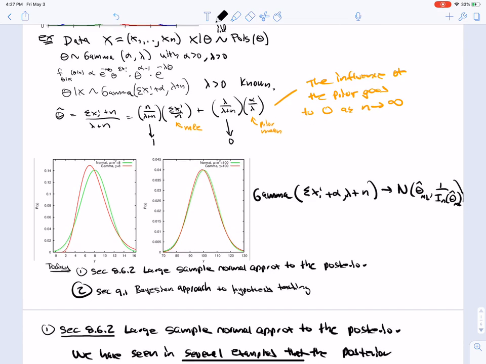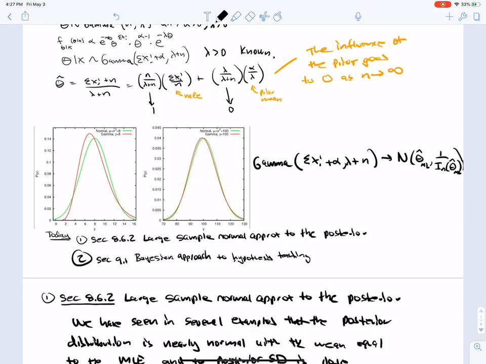And here's just a picture of a gamma 8 and a gamma 100, and you can see that when our two parameters for the gamma become large, approximately the same size, it approximates a normal, and it will approximate a normal with mean the MLE and variance 1 over the sample Fisher information.